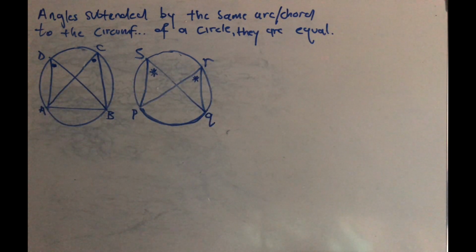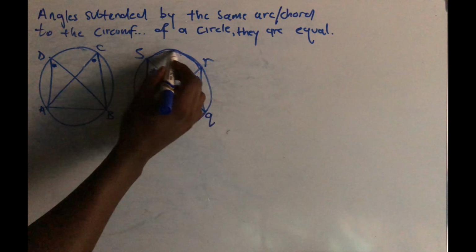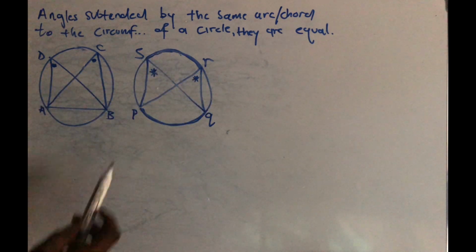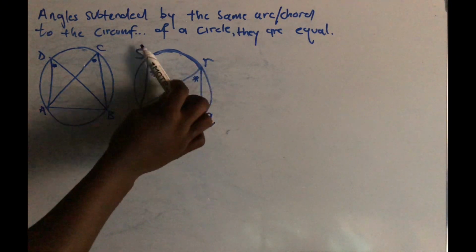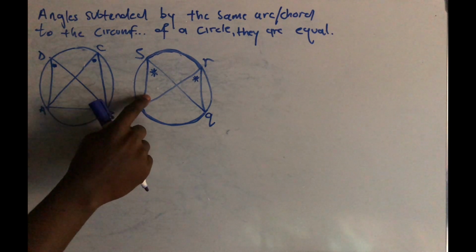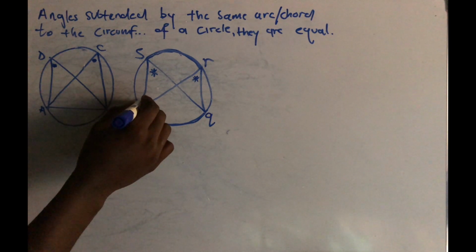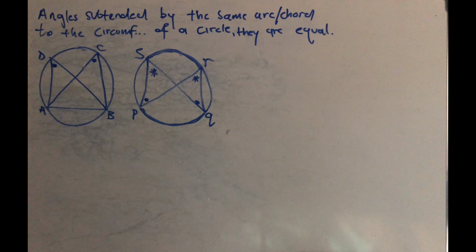But if we look carefully, we can see that SR is also an arc. SR subtends an angle Q, and it also subtends another angle P. You see? So that means P and Q are equal.